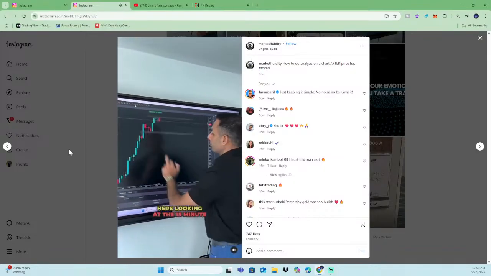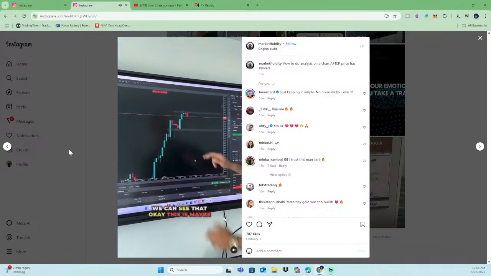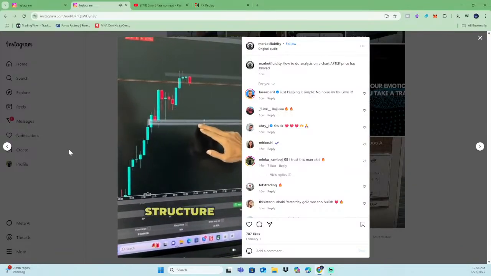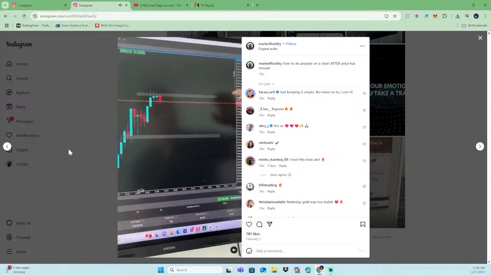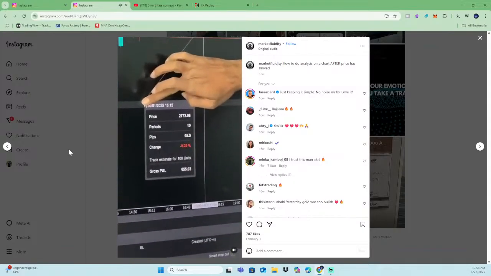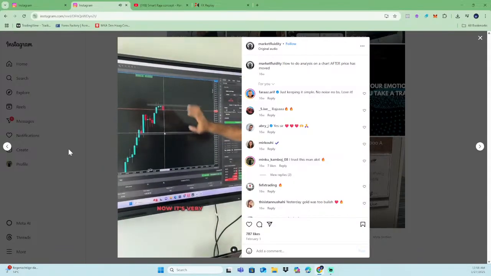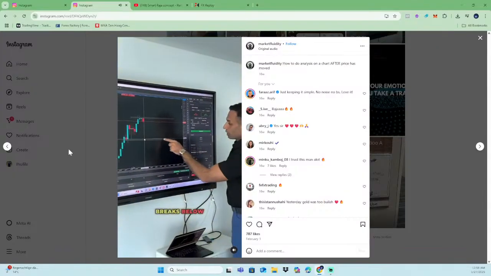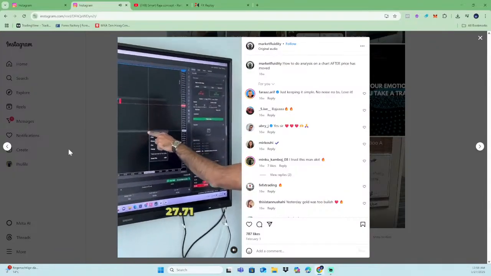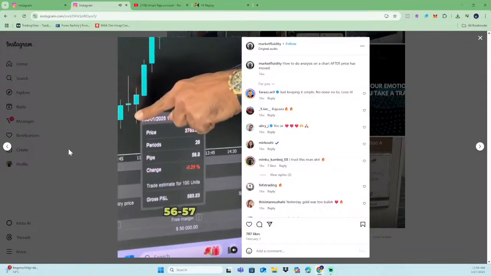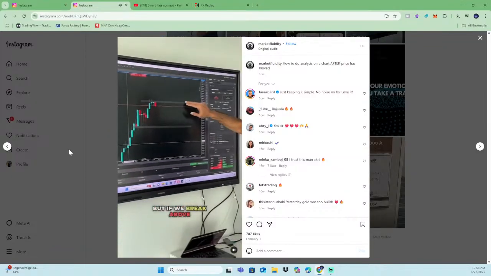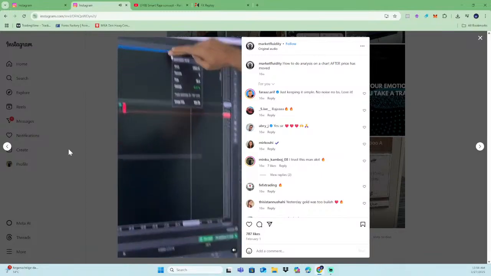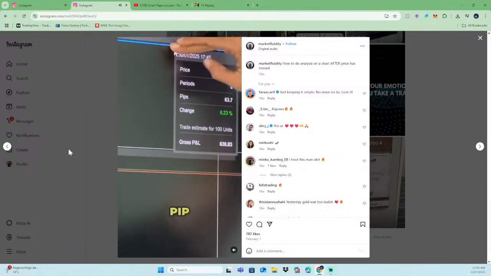Looking at the 15-minute time frame, we can see that this is maybe some sort of a market structure right here. Now, you've got your range. This is a 65 pip range. Now, it's very easy. If price breaks below 27.71, you're looking at a 56, 57 pip drop. But if we break above 27.78, you're looking at about a 63 pip further bullish move.